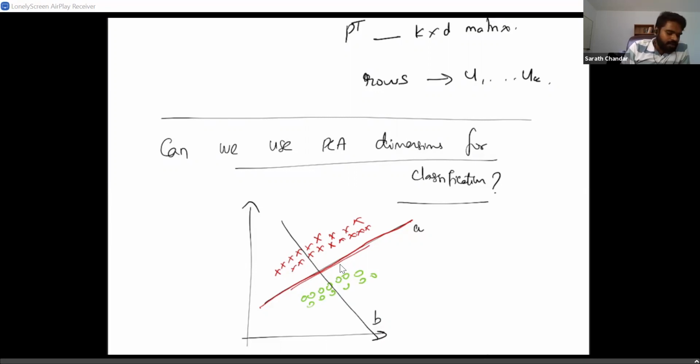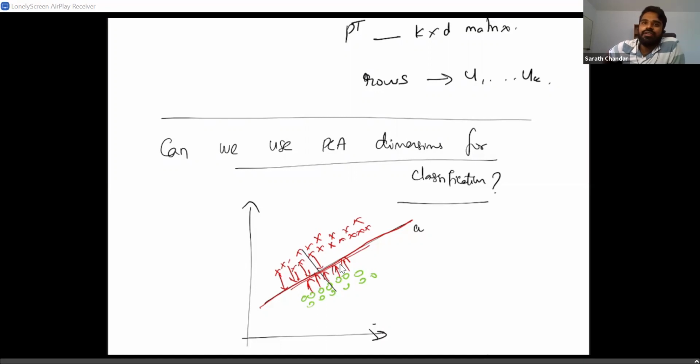Now what happens if I project all my data to this direction A? As you project everything, these data points, which are actually linearly separable, have become completely mixed and collapsed to the same region. So in some sense, it is not a good idea to pick the first principal component and project the data onto it if you want to do classification.